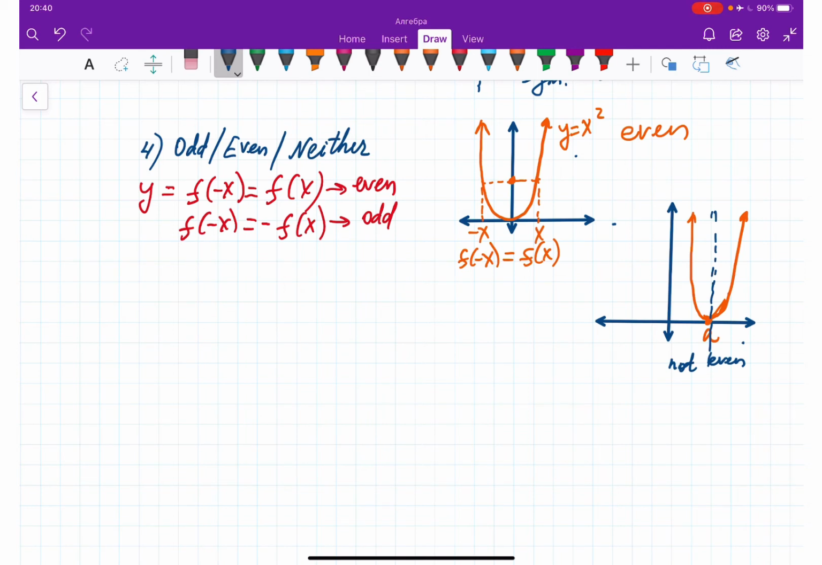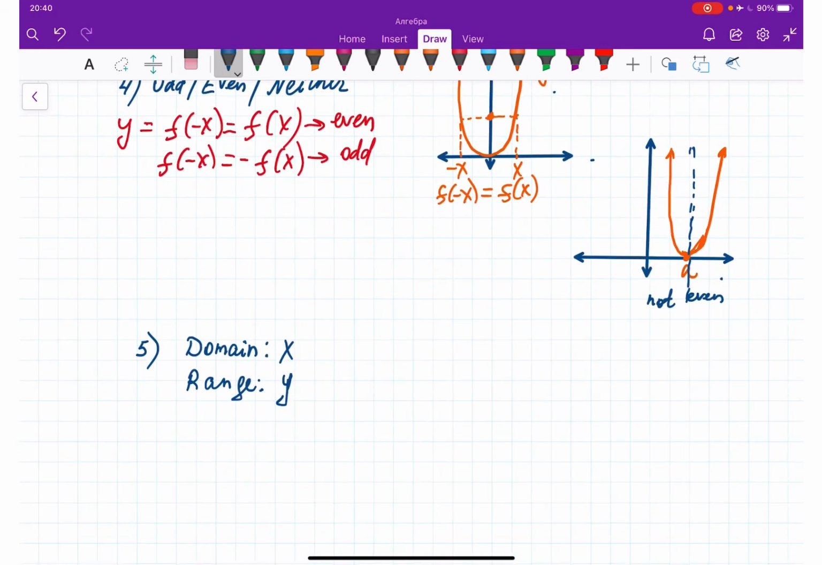Now let's talk about domain and range. Domain is identified by all values of x that can exist on the graph. Okay? Domain is represented by x. Range is represented by y, all possible y values on the graph, on the parabola.